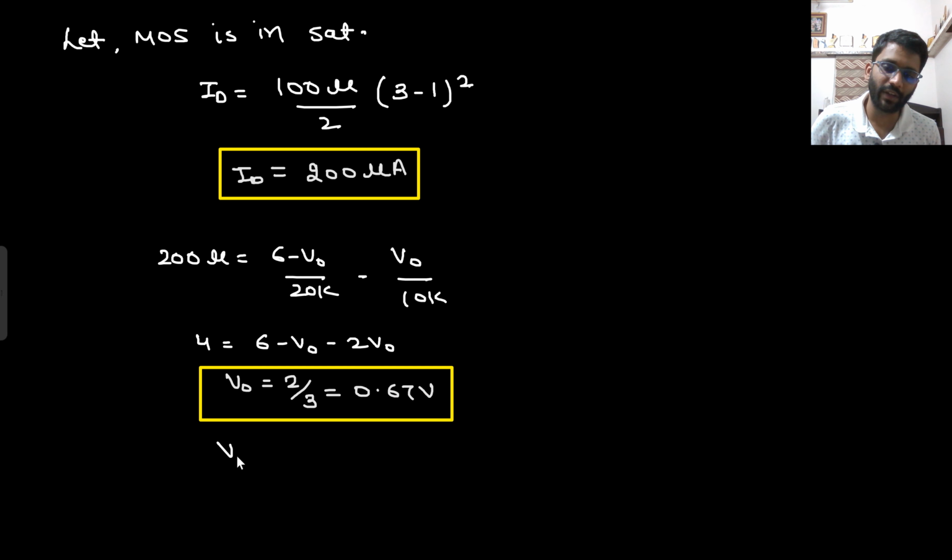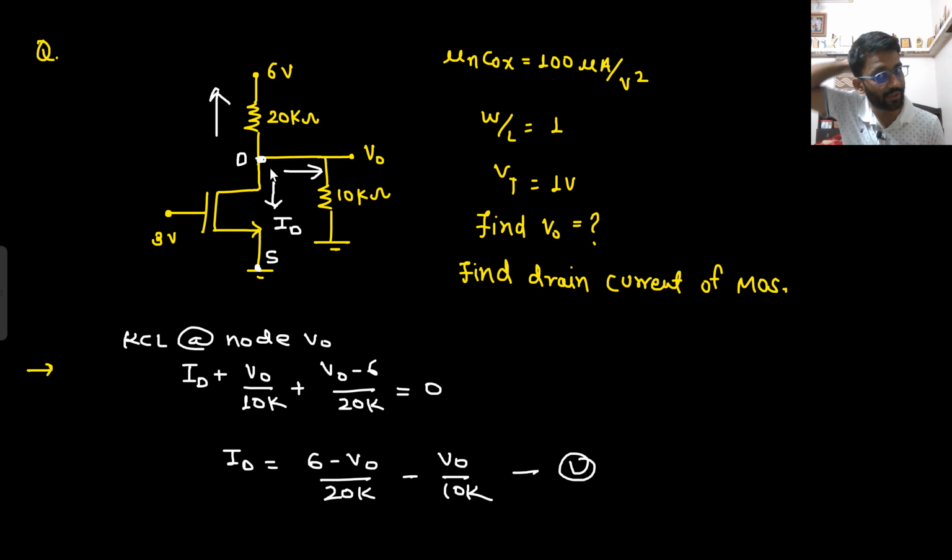What is your V overdrive here? VGS minus VT. That is 2 volt. Right? V overdrive is 2 volt. Here you can see VGS minus VT, V overdrive is 2 volt. What do you see here? That your V naught is equal to VDS only. This is your V naught. V naught is VDS only. Here your VDS is equal to V naught.